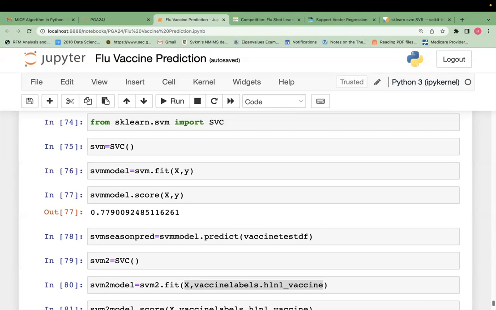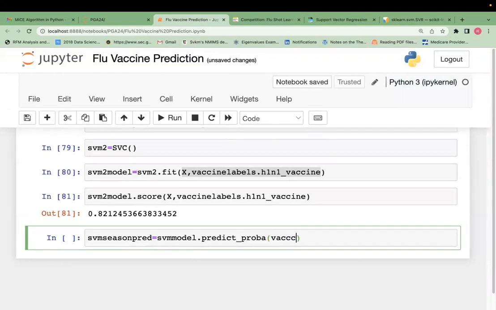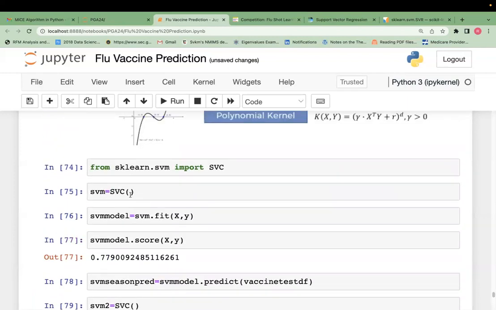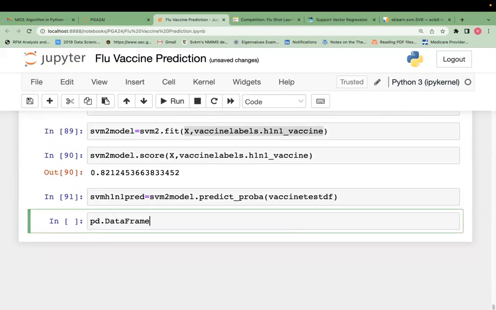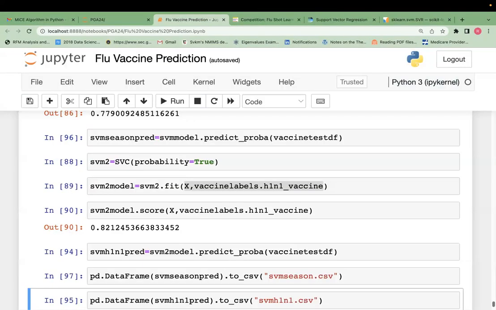So we'll write the predictions and see what the impact is. We have not predicted yet, right? It is equal to svm_model.predict_proba. Why did we get another one here? Probability is equal to True, we have to give. So pd.DataFrame, and the season is the problem. 0.8214. Build a decision tree classifier on this data.